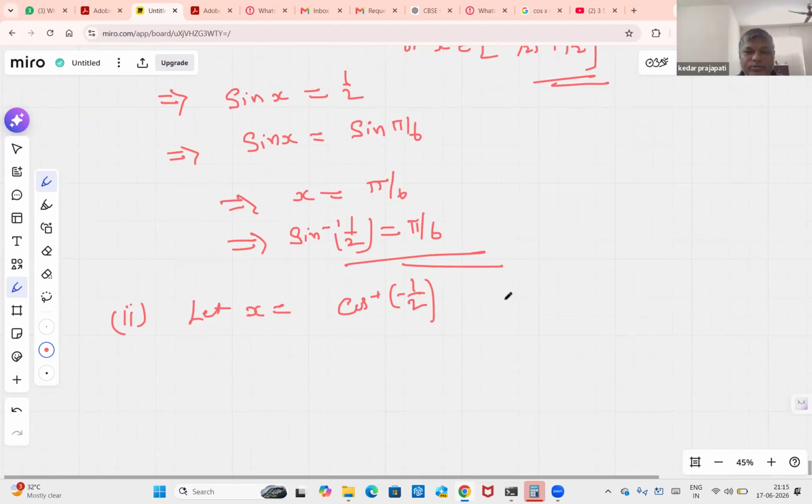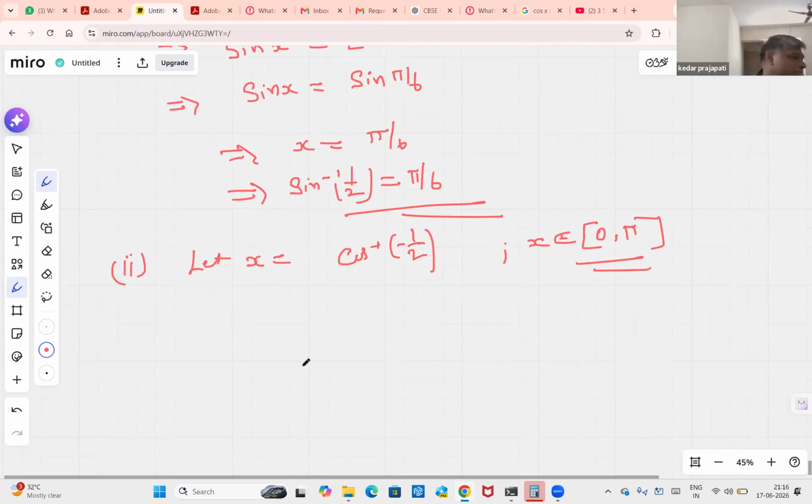And now what I said: if it is a 3-marker question, you also write x belongs to 0 to pi. This is a must. There will be step marking. Which implies cos x is equal to minus 1 by 2.